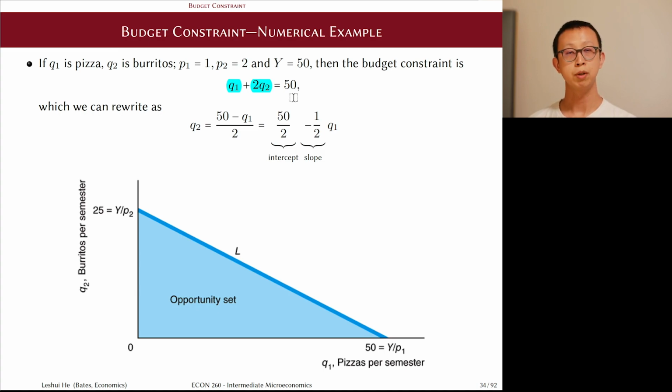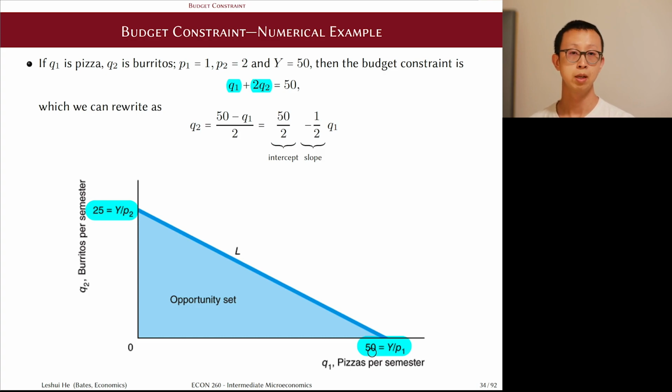Just like we discussed previously, the vertical intercept is determined by the amount of good 2 I can purchase if I spend the entire budget on it. Now with $2 for each burrito, the total amount of burritos I can purchase, when I spend $50 on good 2 and each one of them costs me $2, is 25 units. Instead, the horizontal intercept is going to be determined by spending the entire budget on pizzas, which has a price of $1 a unit. So the total amount of pizzas I can purchase is 50 units.